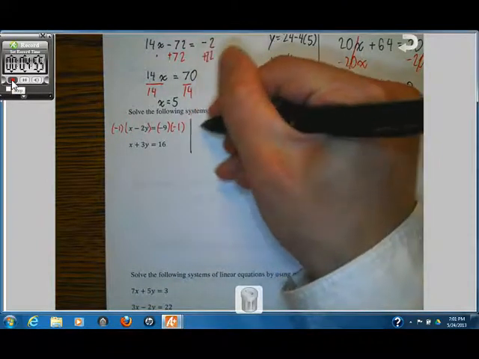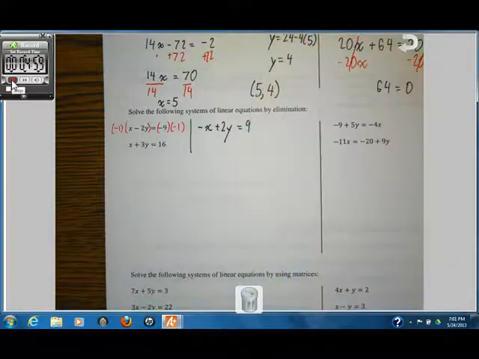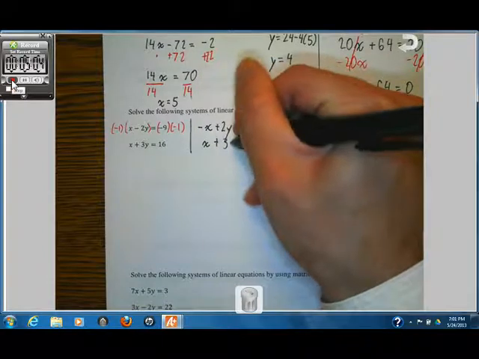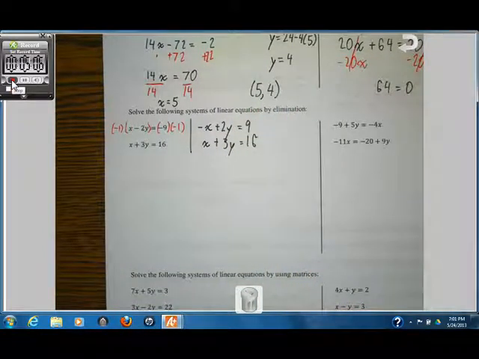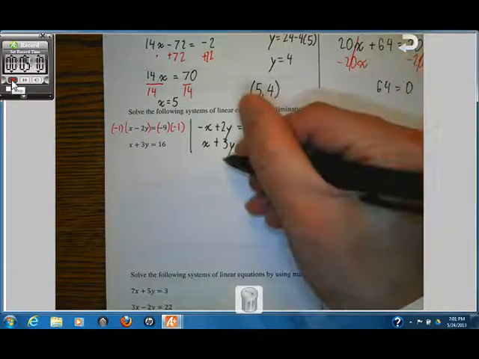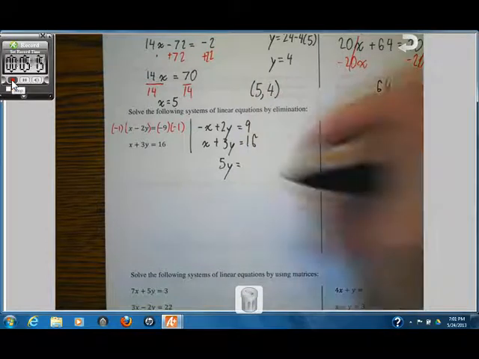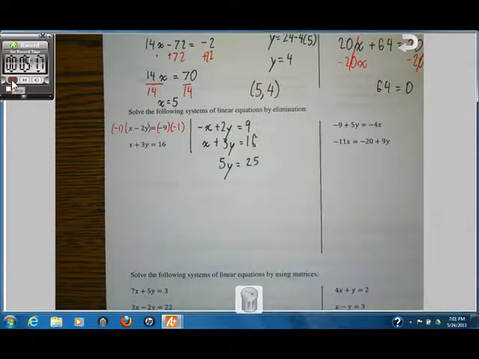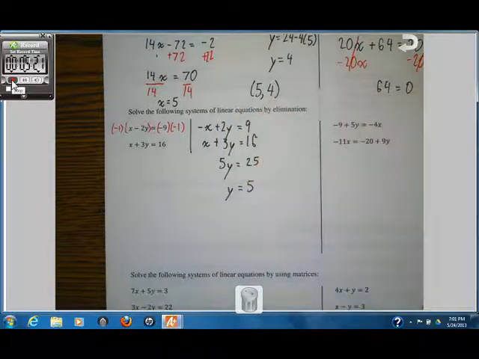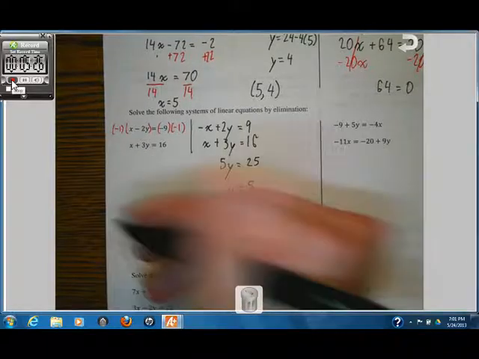And then you simply add down. Well, x minus x is 0, so I don't have to worry about that. 2y plus 3y is equal to 5y, and 9 plus 16 is 25. To get y by itself, you divide, and y is equal to 5. Once I have a y value, I can then replace this y with 5, and so I have x plus 3 times 5 is equal to 16, x plus 15 is equal to 16, and x is equal to 1. So, (1, 5), final solution.